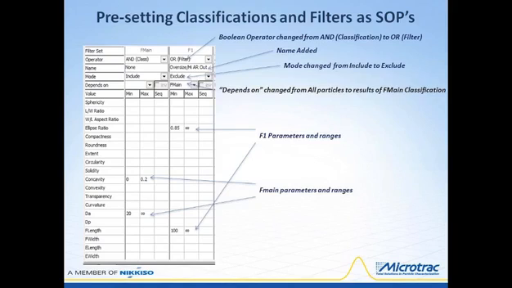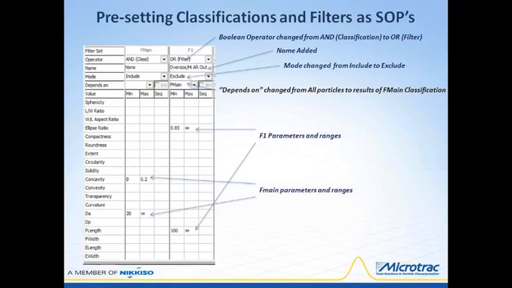Classifications are most often used to include particles, and filters are most often used to exclude particles from the distributions reported. Below that, a name for the filter has been added. Then the mode has been changed from include to exclude. When the mode is set to include, then only the distributions of the particles defined by the classification or filter are reported. When the mode is set to exclude, only the distributions of the particles not defined by the classification or filter are reported. Next, fmain is entered in the depends on window.